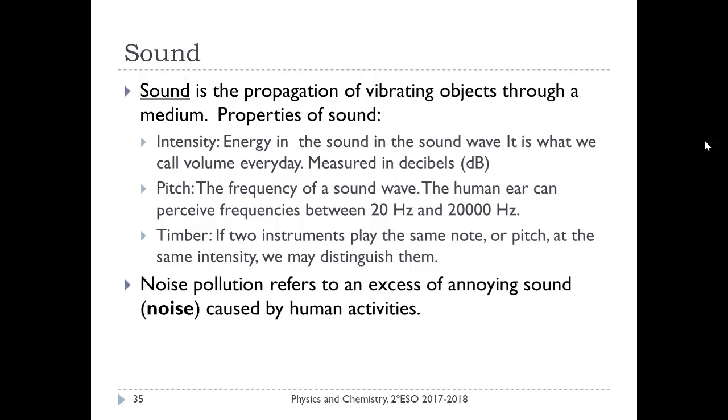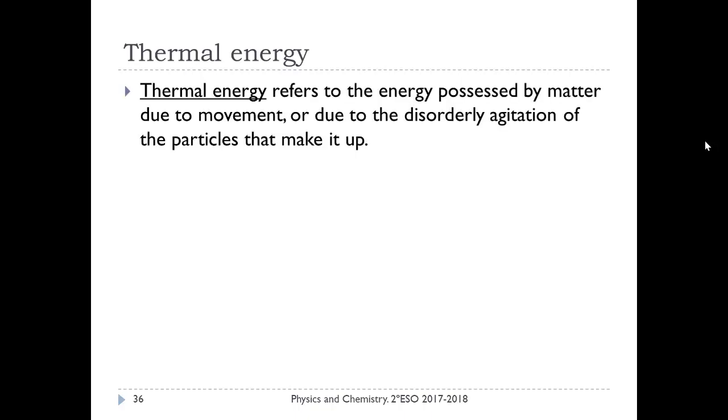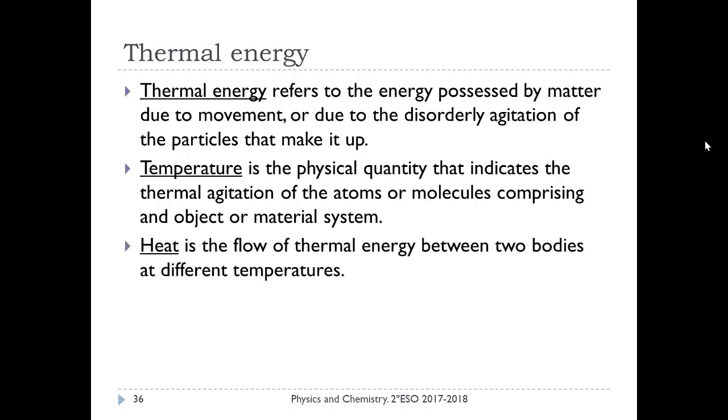Then we have the timbre, which is how, if two instruments play the same note or pitch at the same intensity, we may distinguish them. That's why, for example, if we play the same note on a guitar and on a flute, we're going to be able to distinguish them, or maybe two voices. Noise pollution, which is another characteristic, refers to the excess of annoying sound, which is called noise, caused by human activities.